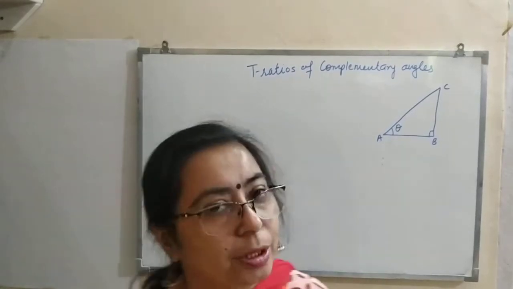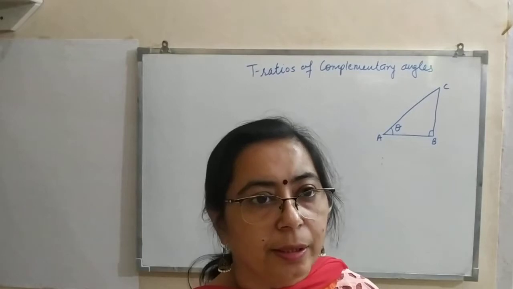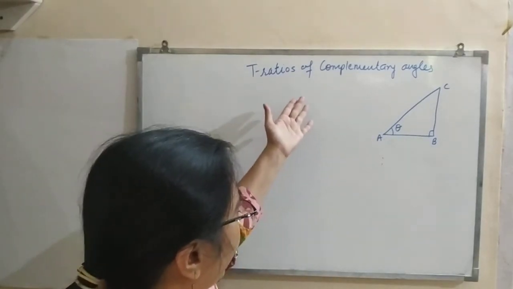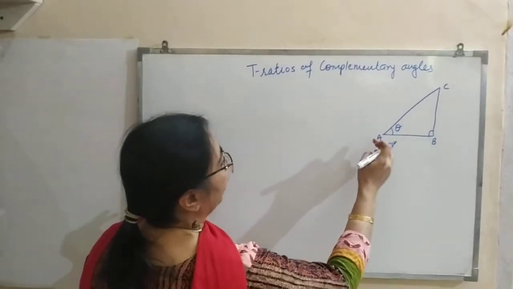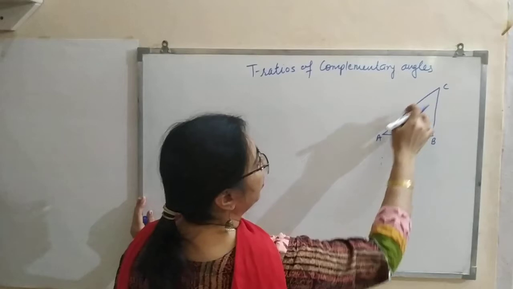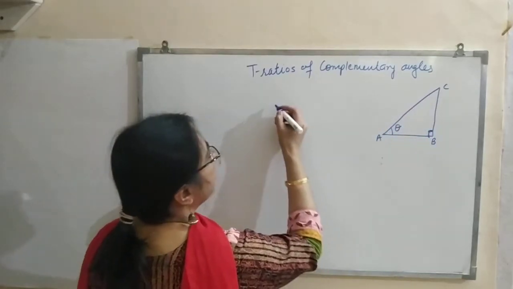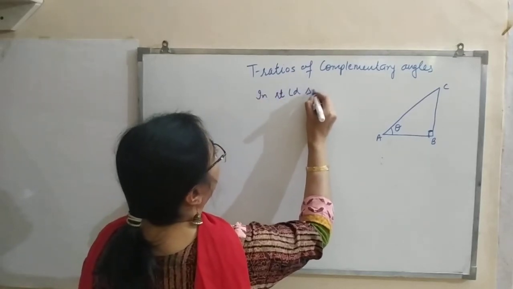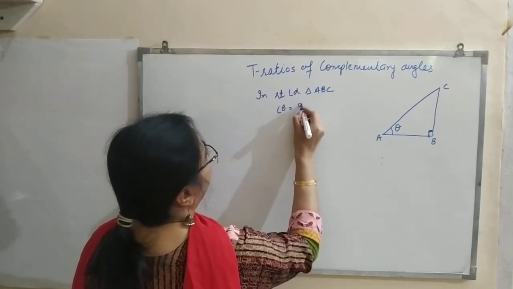Good morning students. Today we start with T ratios of complementary angles. We have to introduce the complementary angles. As you know, the meaning of complementary angles, if you take any triangle ABC, right angled at B, then angle B is 90 degree in right angled triangle ABC. Angle B is 90 degree.